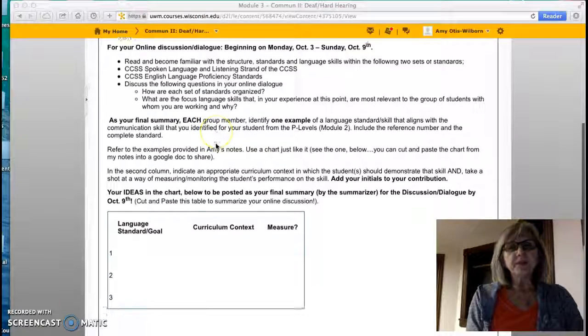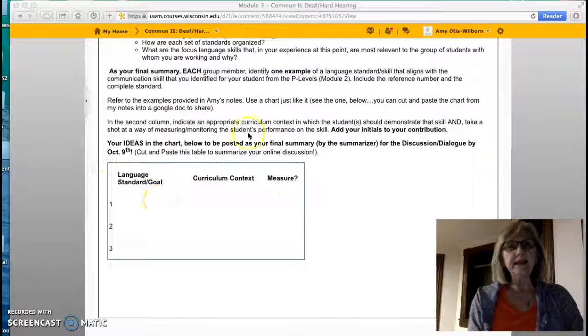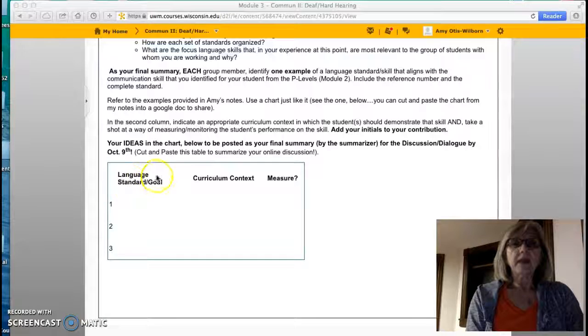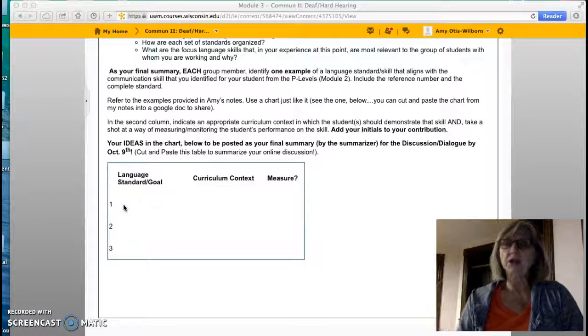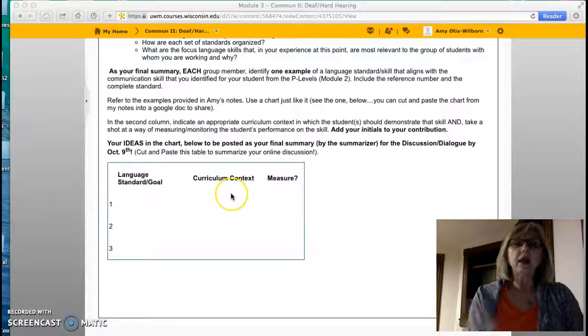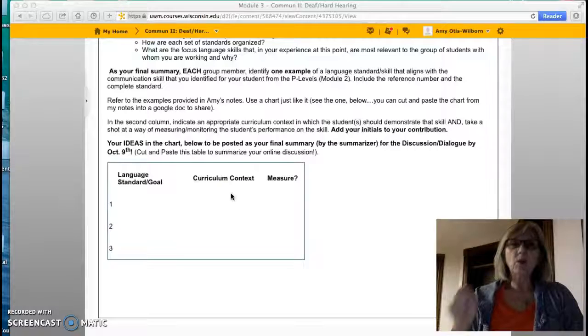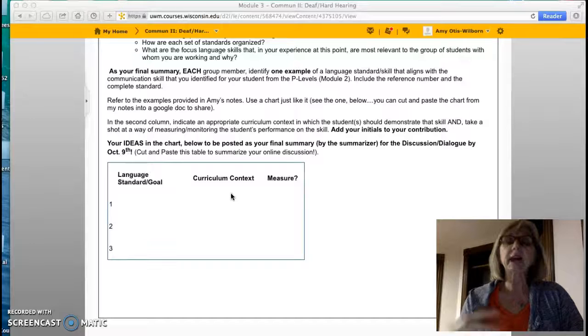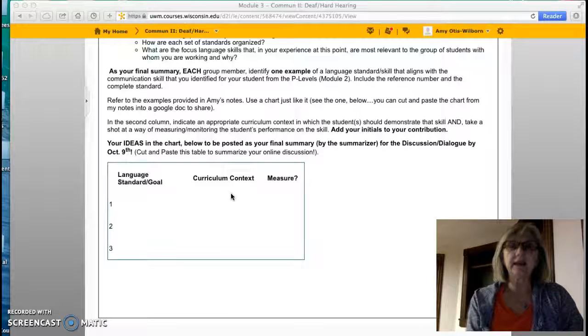And then you're going to post your ideas in this format. Now I don't have a file, but you can make one that has the language standard or goal that you chose, that you think matches what your students' need is, the curriculum context, so where would you see your students actually having to use this skill, and then how might you measure it?